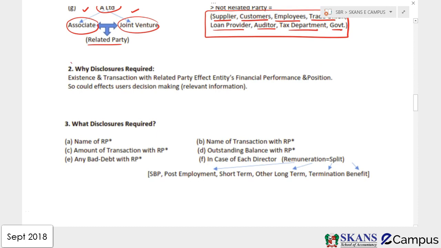So now the second area, guys, why is disclosure required? Because the existence of and transactions with related parties affect the entity's financial performance and position, and we need to report these to the stakeholders, to the users of financial statements. So we need to give them disclosures about the related parties, so they can take their decisions, because it is relevant information for them.